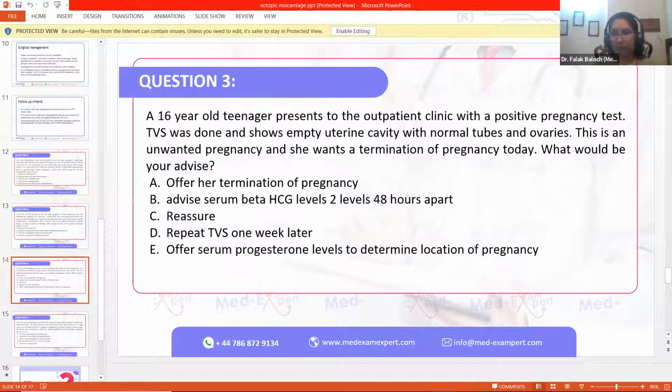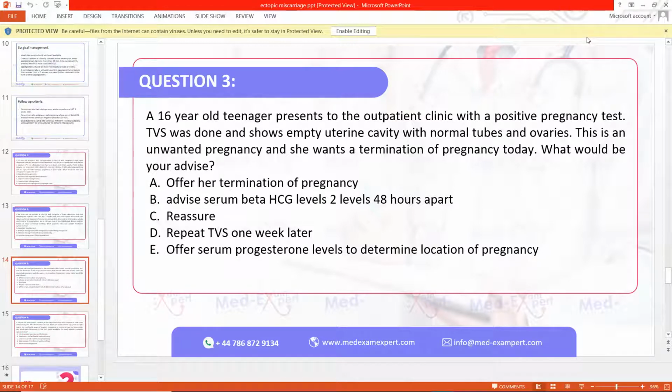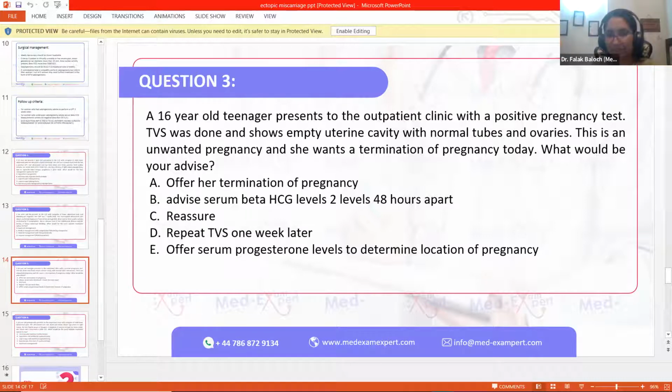Would anybody of you like to volunteer for this question and let me know your thoughts? I think B. Yes, it's serum beta HCG levels twice, 48 hours apart, because this is a pregnancy of unknown location. So as we discussed, the management for pregnancy of unknown location is we check serum beta HCG levels 48 hours apart. And would anybody of you tell me what ranges we take? What is the cutoff level to decide on whether it is a viable intrauterine pregnancy or a failing pregnancy?